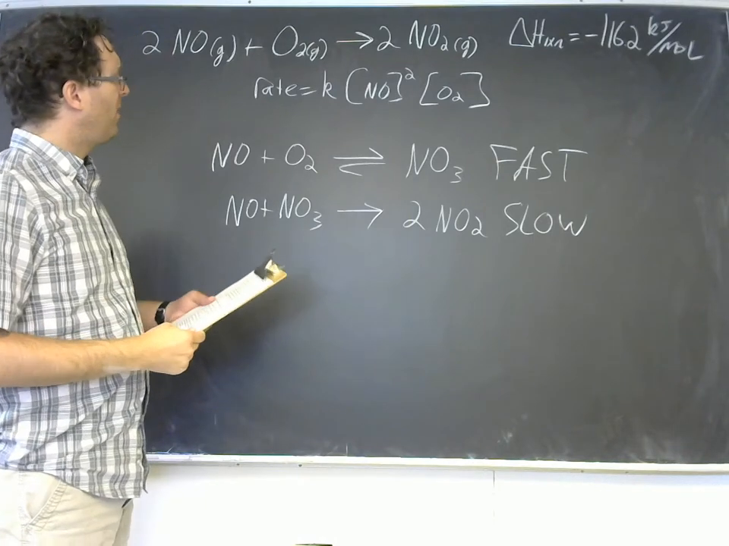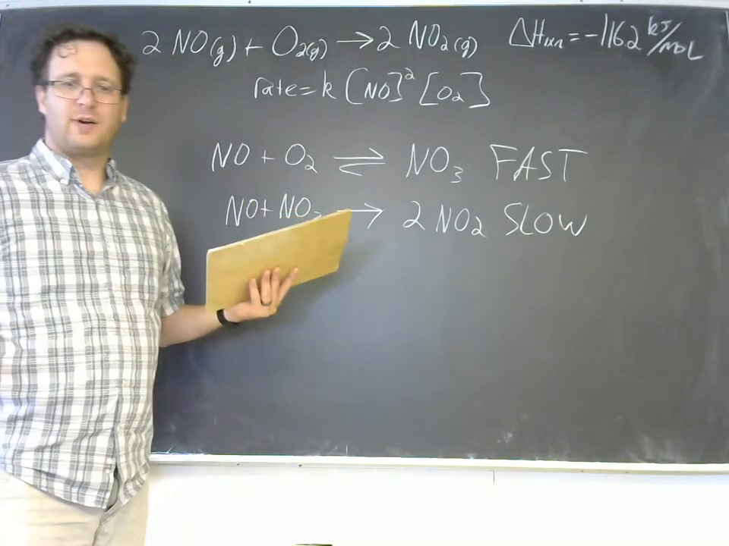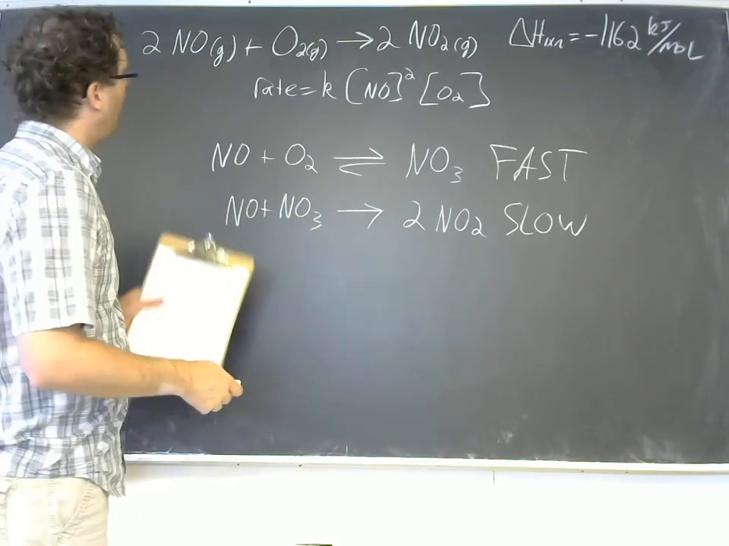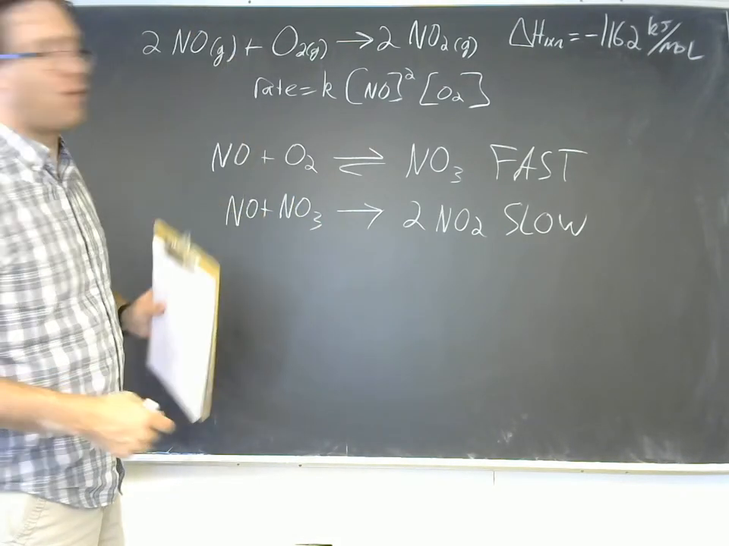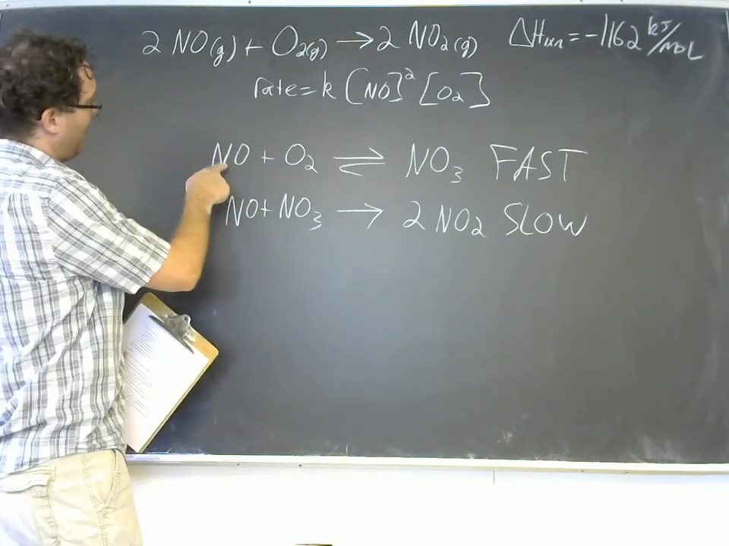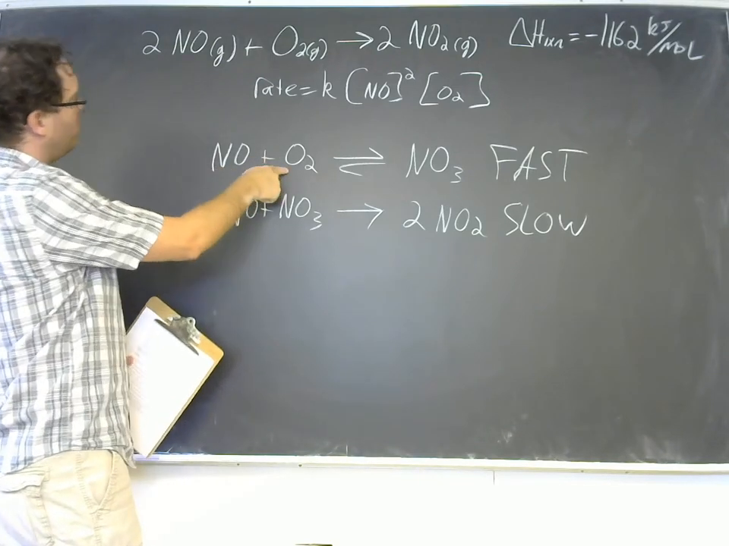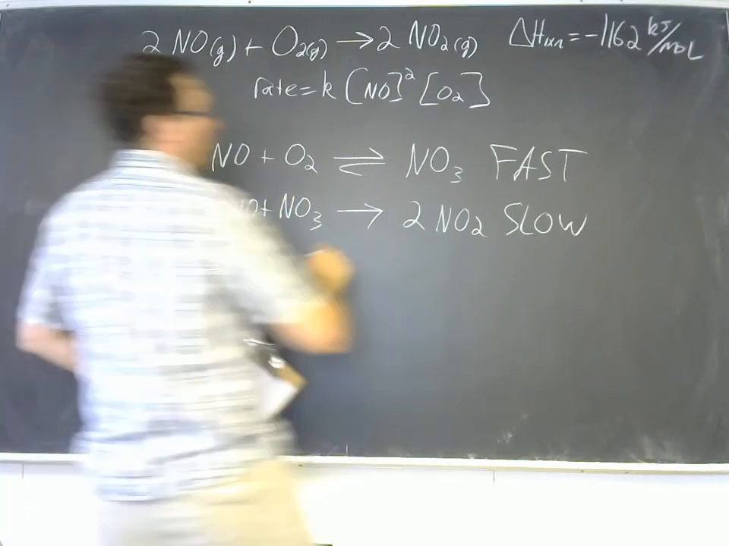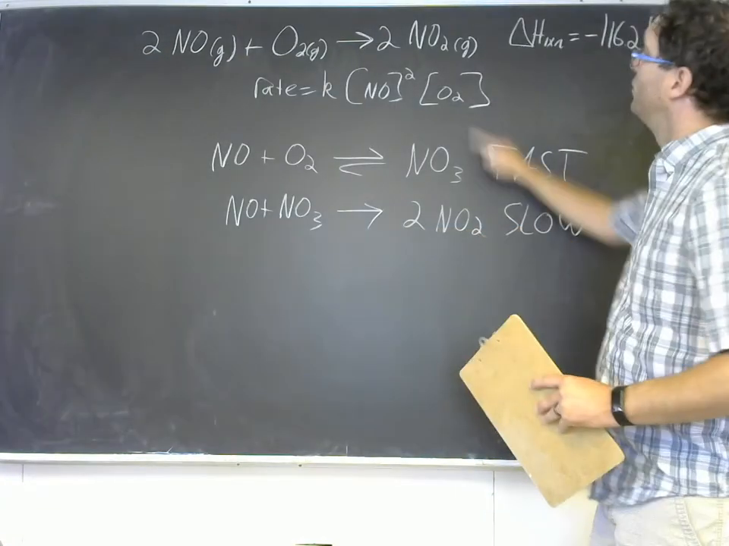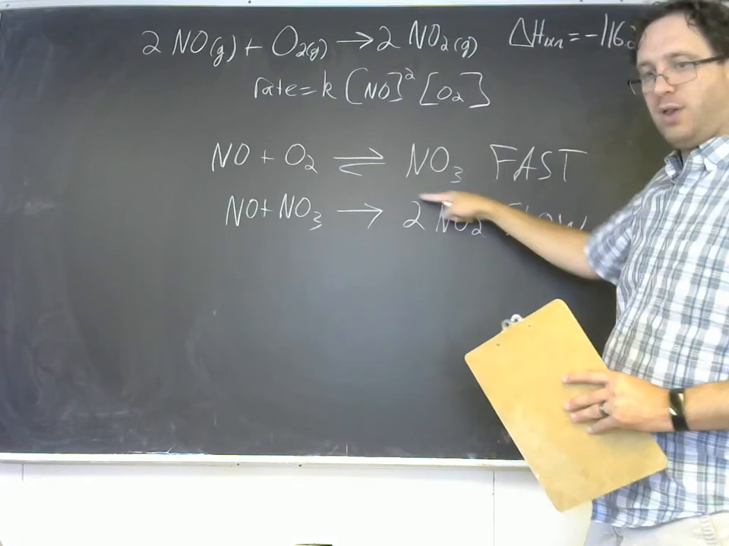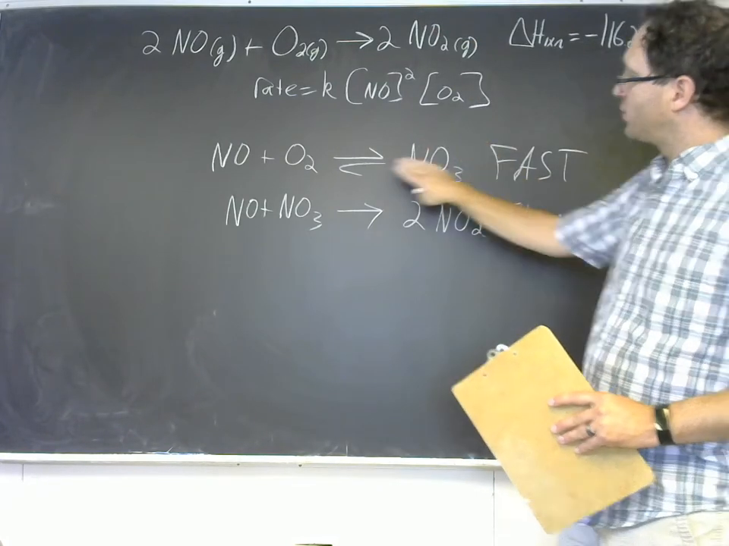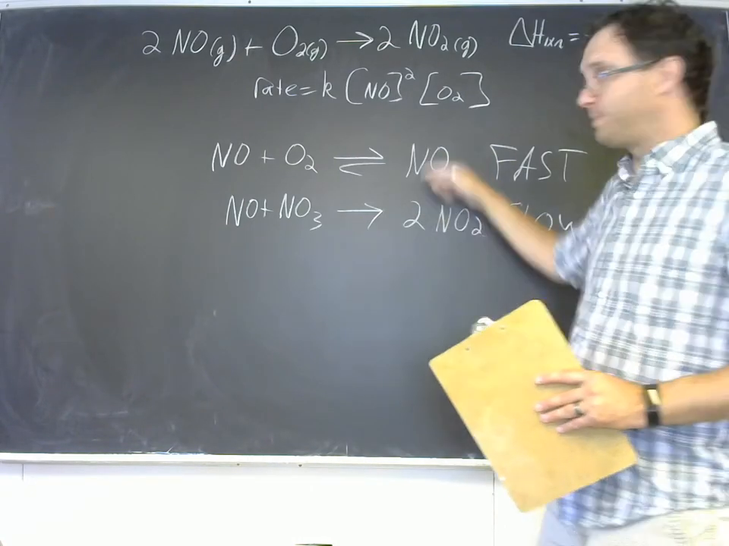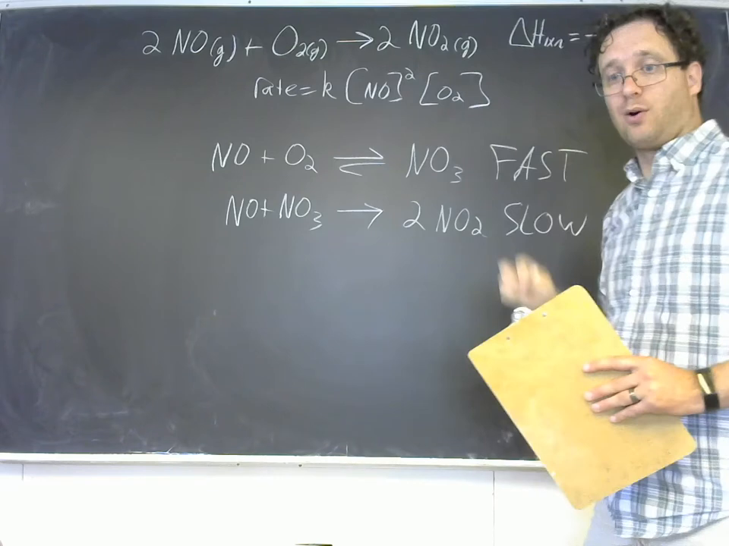So first of all, let's check, is this reaction overall a valid one? Does it add up to give us the overall reaction? On the left side we would have NO plus O2, which is what we have here, plus an NO3. On the product side we would have 2 NO2s, which is what we have over here, plus an NO3. That extra NO3 cancels out because it appears on both sides, and these two steps do indeed add up to our overall reaction here.